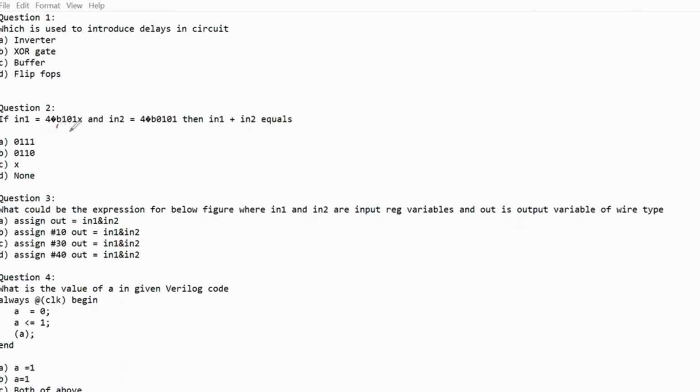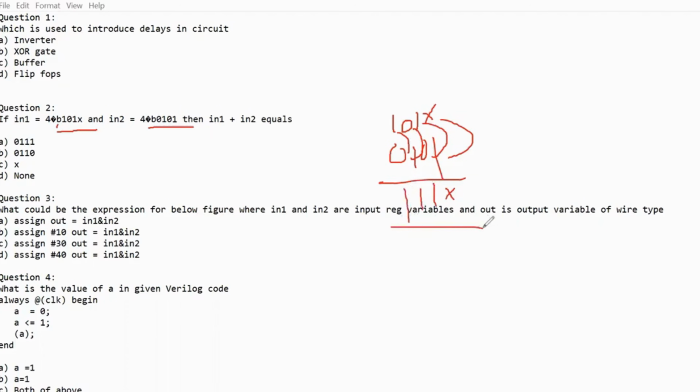Which type of addition operation is it, with 101x and 0101? It is a bitwise, bit by bit operation, right? It is performing like that. X plus 1 is nothing but x. 1 plus 0 is 1. 0 plus 1 is 1. 1 plus 0 is 1. So the result is 111x. Here we don't have that option, right? So D is the correct answer.